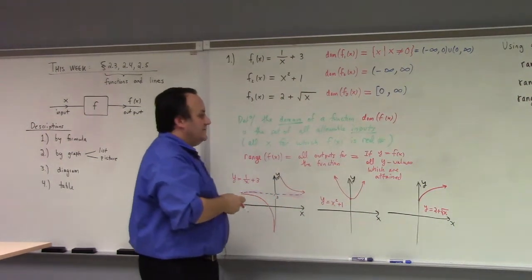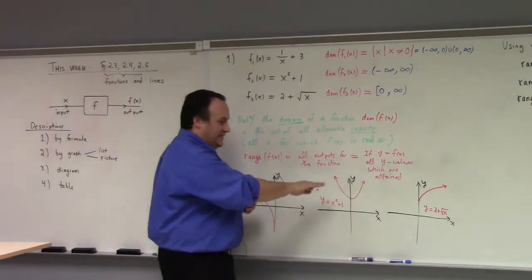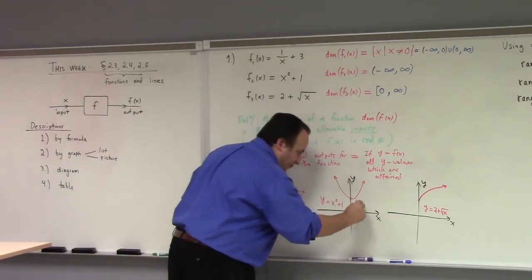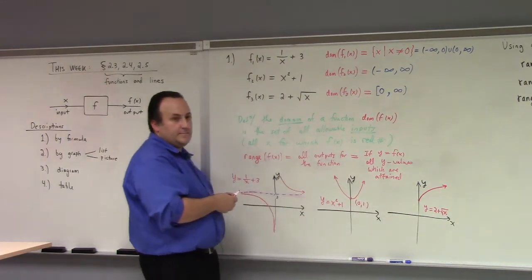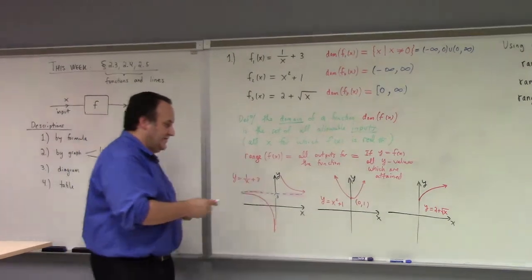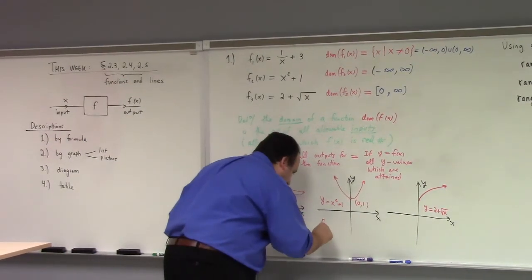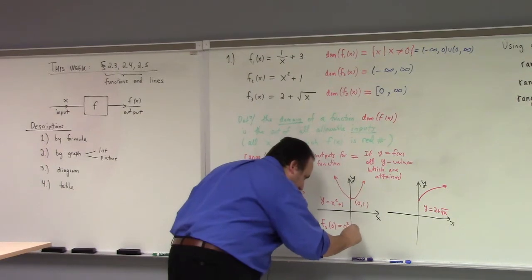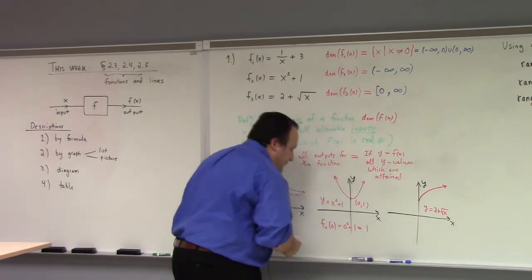How about range of f2? What are the outputs allowed here? We're at this point right here, right? This point is (0, 1), right? More on this in just a second, but f2 of 0 is equal to 0 squared plus 1, right? Which is equal to 1.